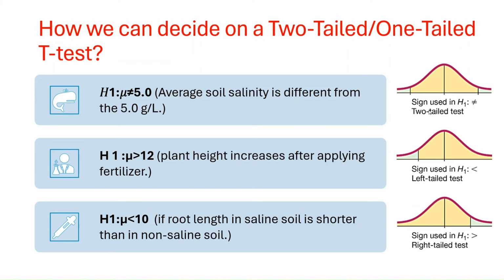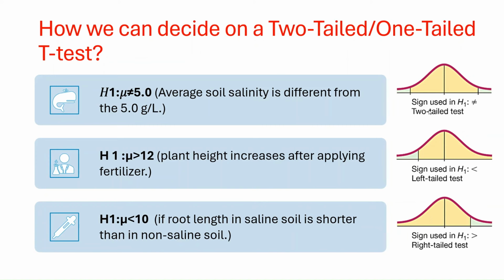So in simple words, if you see the symbol not equal to, that means we are not sure about the direction, so it is a two tail test. If the alternative hypothesis is mean greater than 12, that means plant height increases after applying the fertilizer. If you see statements like increase in questions, you have to formulate the hypothesis as mean is greater than 12. Here we are sure that the value is increasing. So we know about one direction, and that is known as a one tail test.